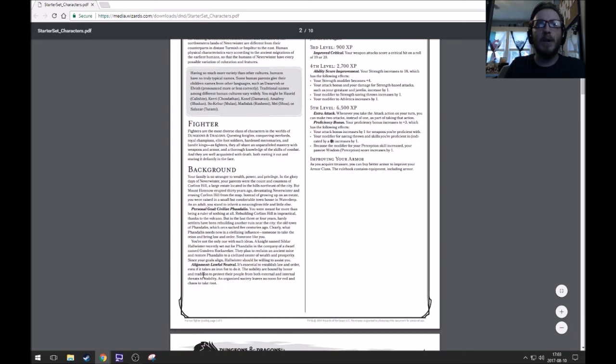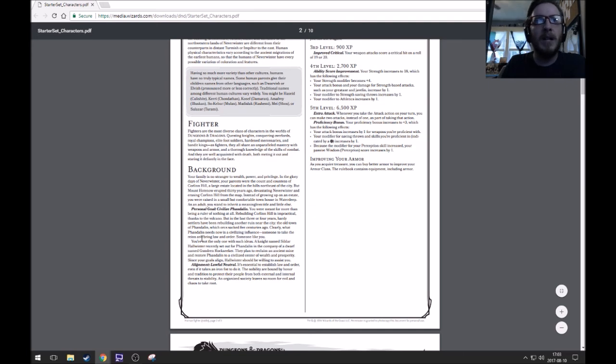So they have a goal and an alignment. Their goal is to civilize Phandalin. You were meant for more than being a ruler of nothing at all. Rebuilding Corlin Hill is impractical thanks to the volcano. Apparently there's a volcano. But in the last 3 or 4 years, hardy settlers have been rebuilding another ruin near the city, the old town of Phandalin, which orcs sacked 5 centuries ago. It's a long time. Clearly, what Phandalin needs now is a civilized influence. Someone to take the reins and bring law and order.